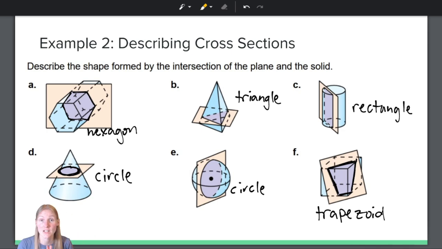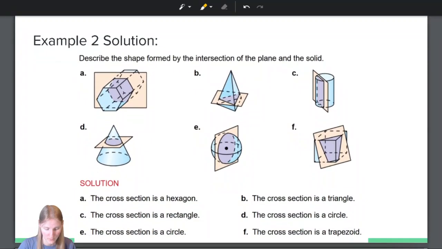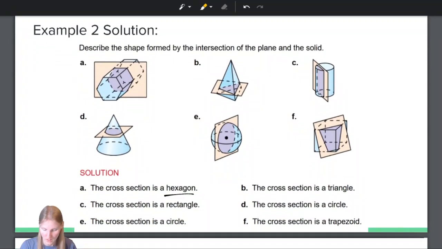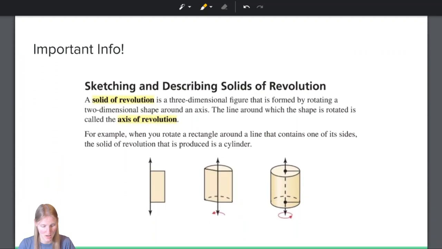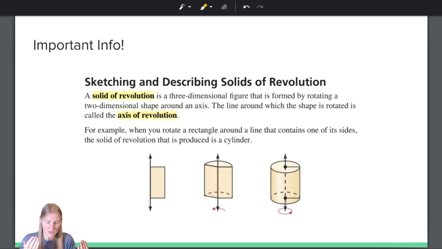All right, let us check and make sure that we were correct. We have hexagon, triangle, rectangle, circle, circle, trapezoid. That sounds just like what we said. So very good. Good job. And we are moving on to our last concept for today. This one is pretty quick because all we're doing is we're spinning a shape around an axis.